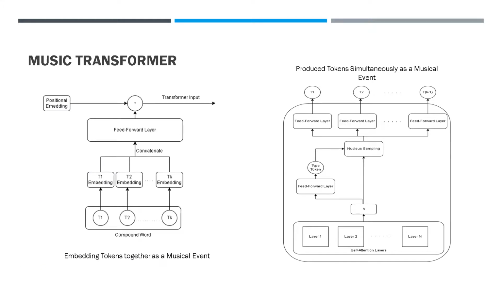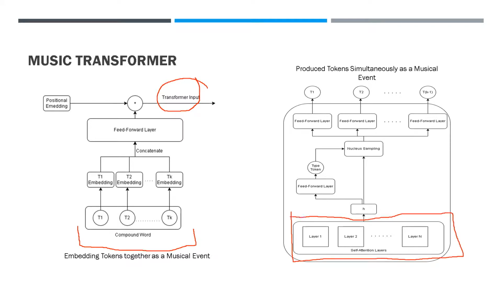Now, what will our transformer look like? A transformer takes these different types of tokens and embeds them so that we have a transformer input. Then it uses these tokens to learn sequential features from them, and predicts new tokens simultaneously from these learned features. Then we group these tokens again to represent a new musical event, and this musical event will be one unit in our sequence. We keep doing this process to create an entire sequence of our music composition.